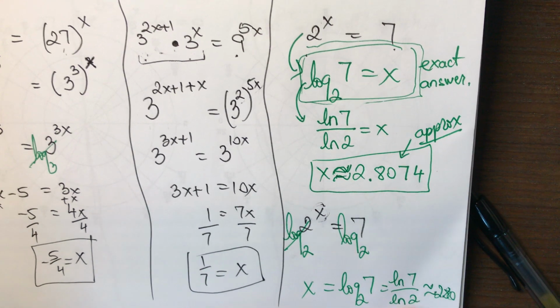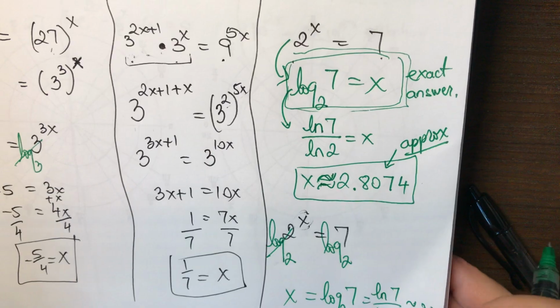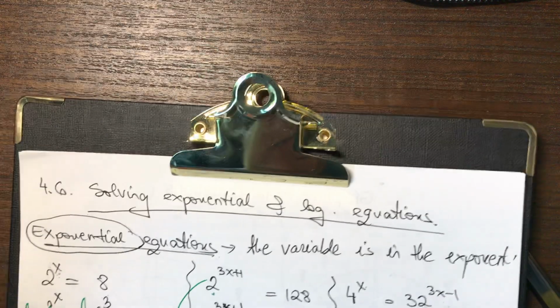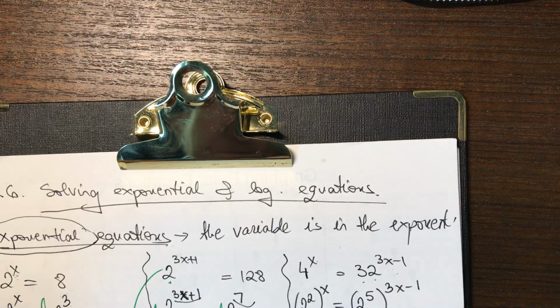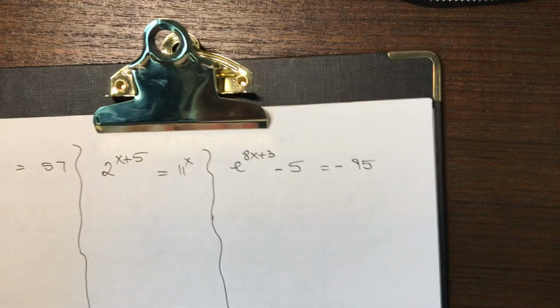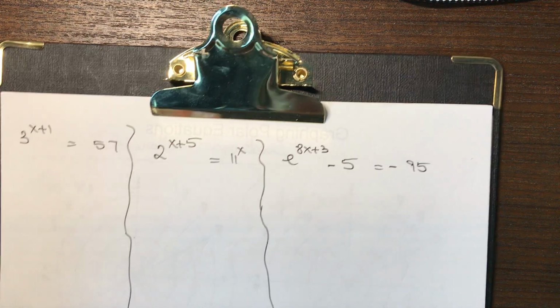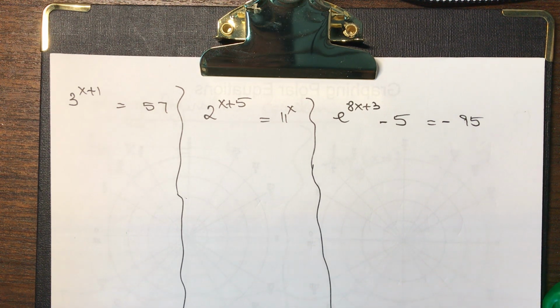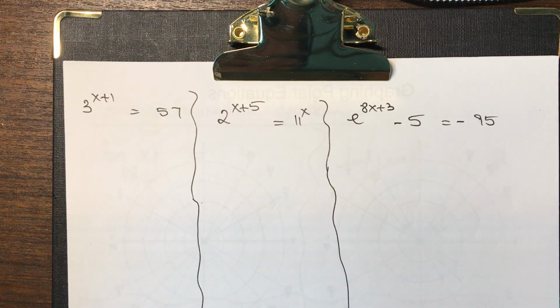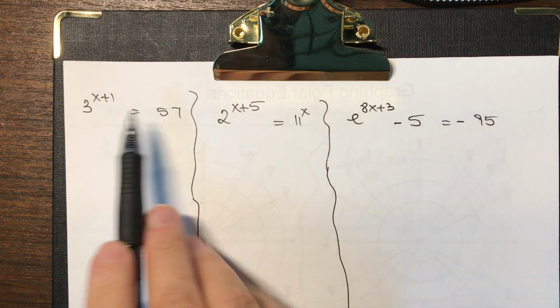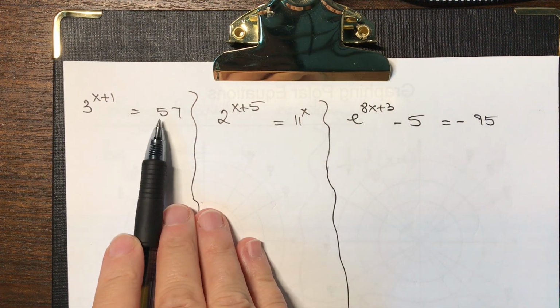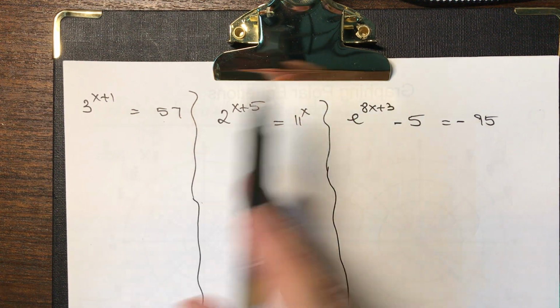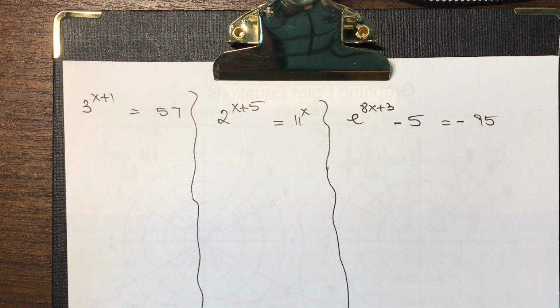I'm going to squish it, but of course it's the same answer, right? It's the same problem. All right. Okay, so let's move on to more exponential equations. Same thing here: 3 to the x plus 1 is equal to 57. And sure enough, 57 is not a power of 3. So what are we going to do?